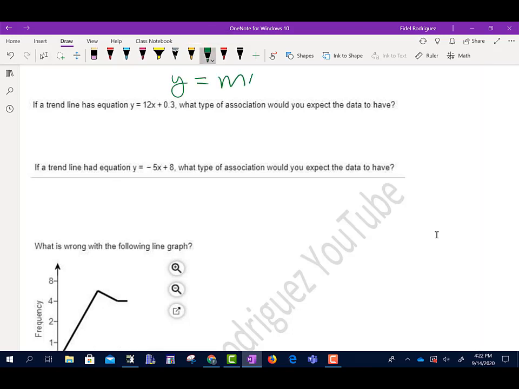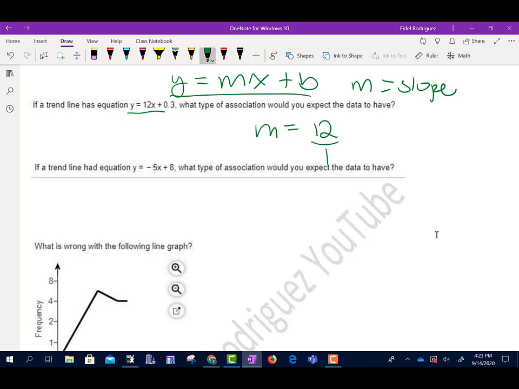Remember when we did our y equals mx plus b, and m stood for the slope, right? If I were to do a stare and compare here with this one and this one, wouldn't my m be 12, right? And if I was thinking about the rise over the run, I could think about it as 12 over 1. But the point is I know my slope is 12. And because 12 is positive, this is going to have an upward trend, okay? Because I have a positive slope, right?